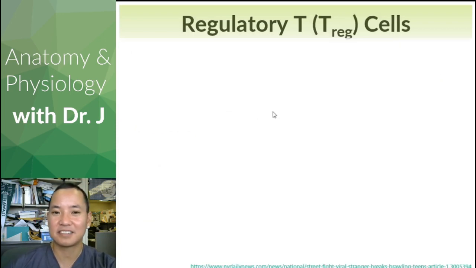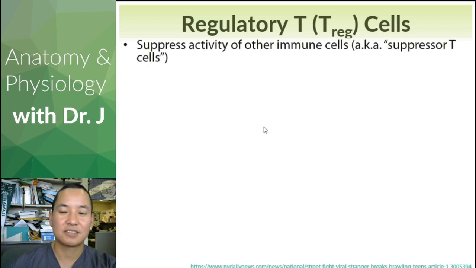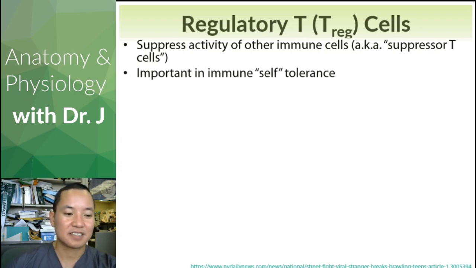And Treg cells, let's end on this. What do you do with your immune response after the infection is cleared, after the pathogen is gone? You need something to help things dial down. You don't want to be constantly in inflammation. So these are there to suppress the activity of other immune cells. Sometimes they're called suppressor T cells. Treg cells are also important in immune self-tolerance as well.